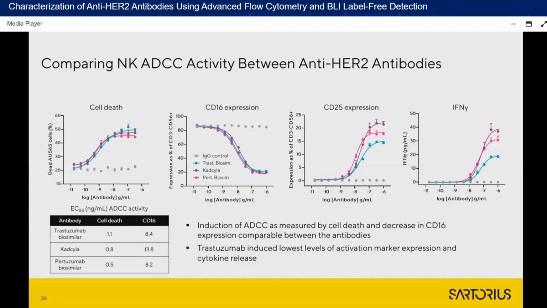I haven't shown the data here, but both the CD69 expression and the granzyme B release were also reduced with the trastuzumab compared to the other two antibodies. And then here we've also got the CD16 expression, so that was fairly comparable again between the three antibodies, with the decrease in CD16 expression indicating an increase in ADCC activity.